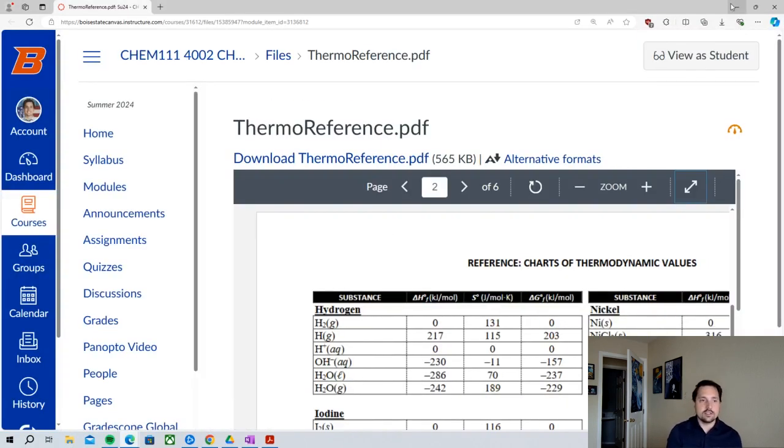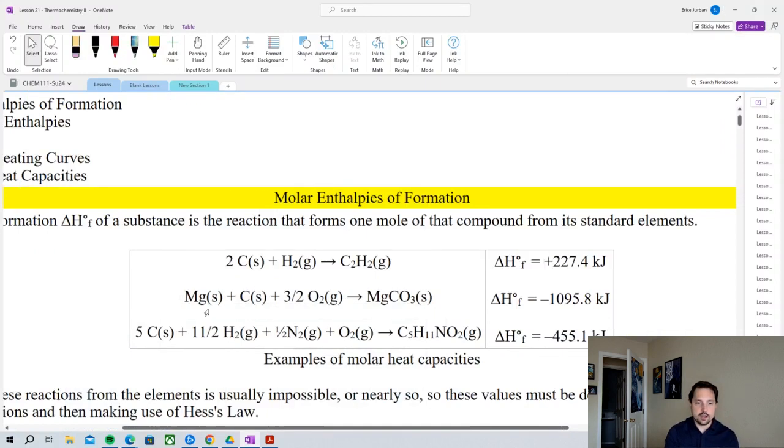So let's go and look at a different reaction. If I want to form magnesium carbonate, that would have to be formed from the standard elements of magnesium, carbon, solid, which is the graphite form, and oxygen. For this molecule C5H11NO2, this could be formed from 5 carbons, 11 halves hydrogen, 1/2 nitrogen, and 1 oxygen molecule.